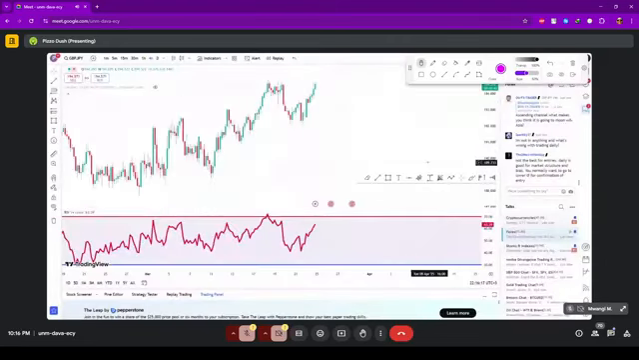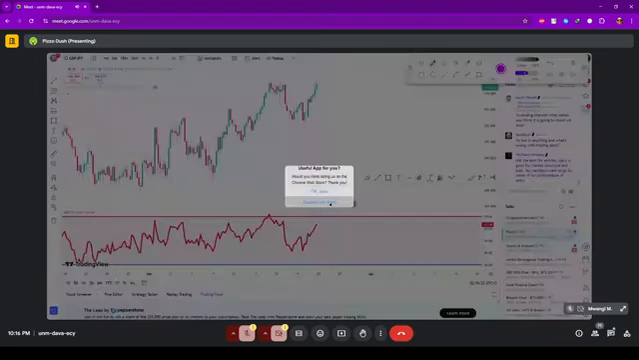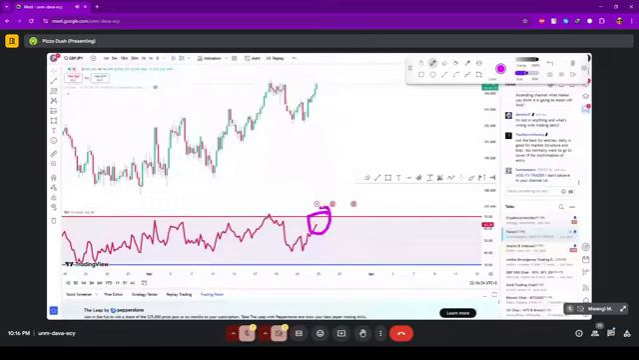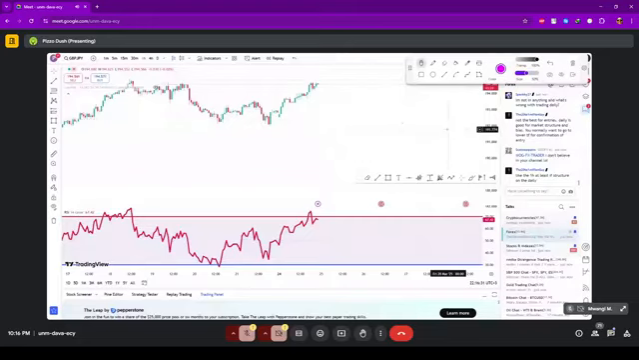So this is GBP/JPY on a 4-hour time frame. It's not yet overbought, it hasn't touched 70 yet. Let's go to a lower time frame, 1 hour. On the 1 hour, it's overbought, so you should be looking for sell positions.